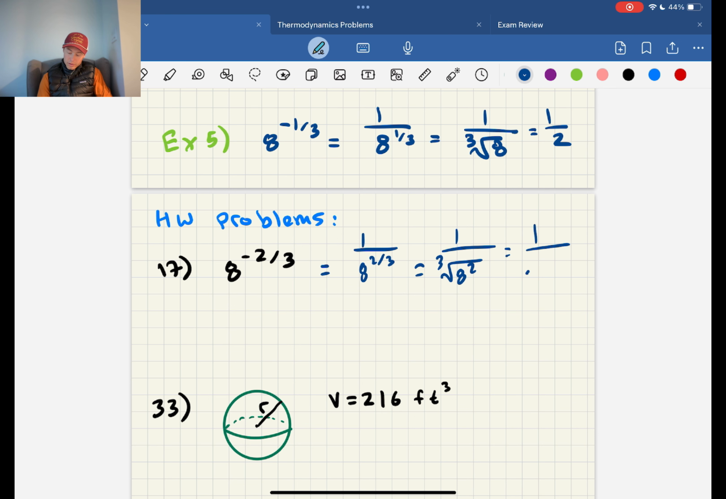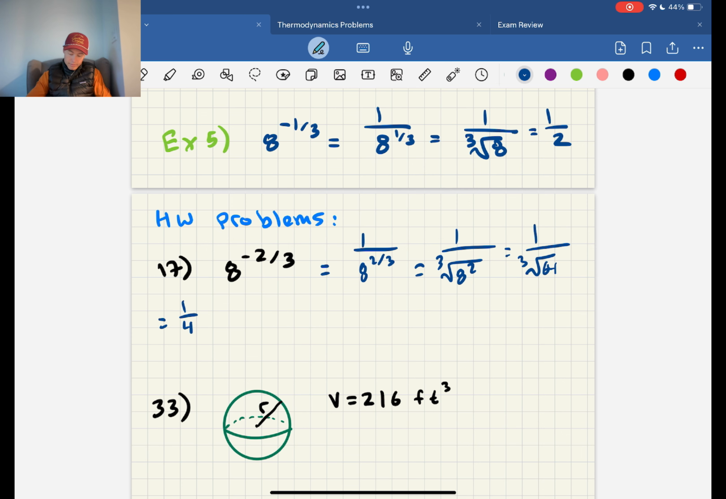That becomes 1 over the cubed root of 64, because 8 times 8 is 64. And then, is there a cubed root of 64? Yes, there is. That would be 4. So this simplifies to 1 over 4.